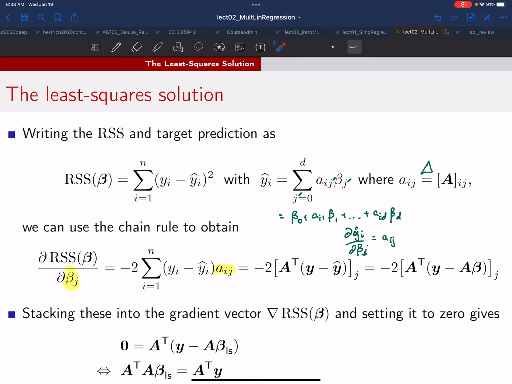For me, it's a little bit easier to start from here and say, if I wanted to express this matrix vector multiply in terms of the summation, how would I do it? I would do it like this. I would look at the jth row of A transpose, and then that row would be multiplying this column vector here. So the jth row of A transpose has these terms here where i goes from 1 to n.